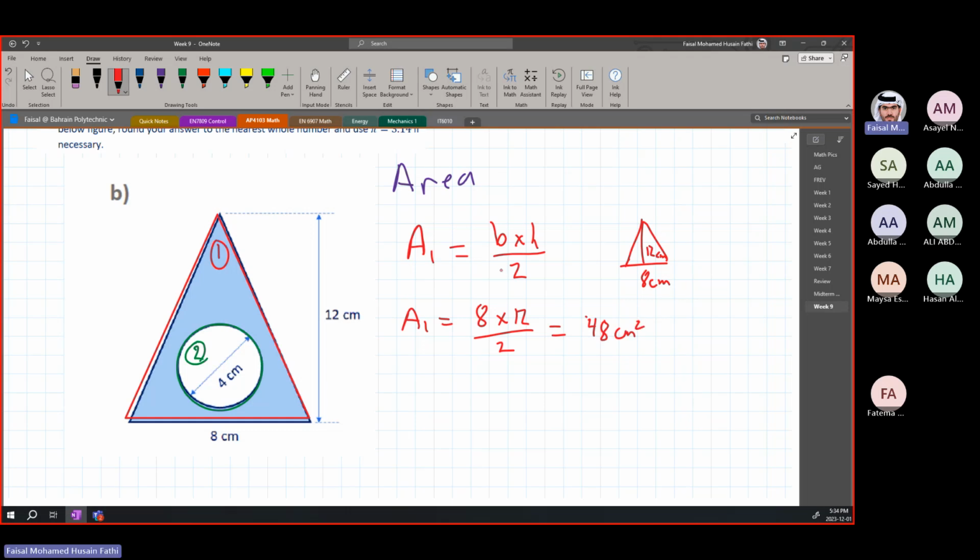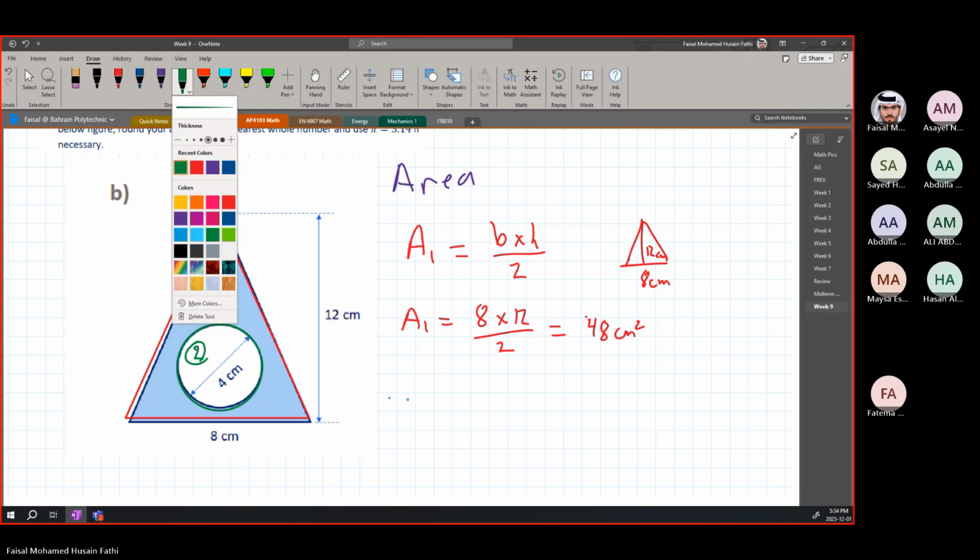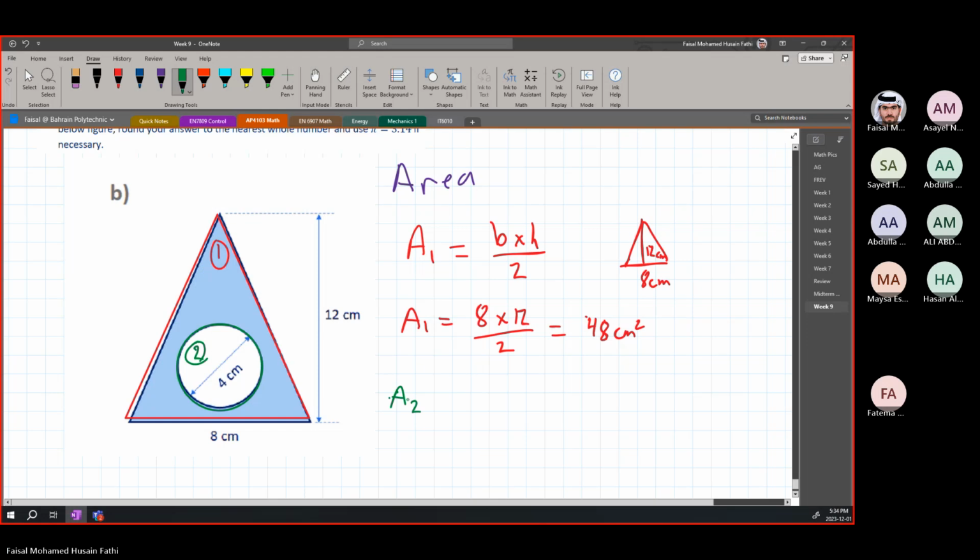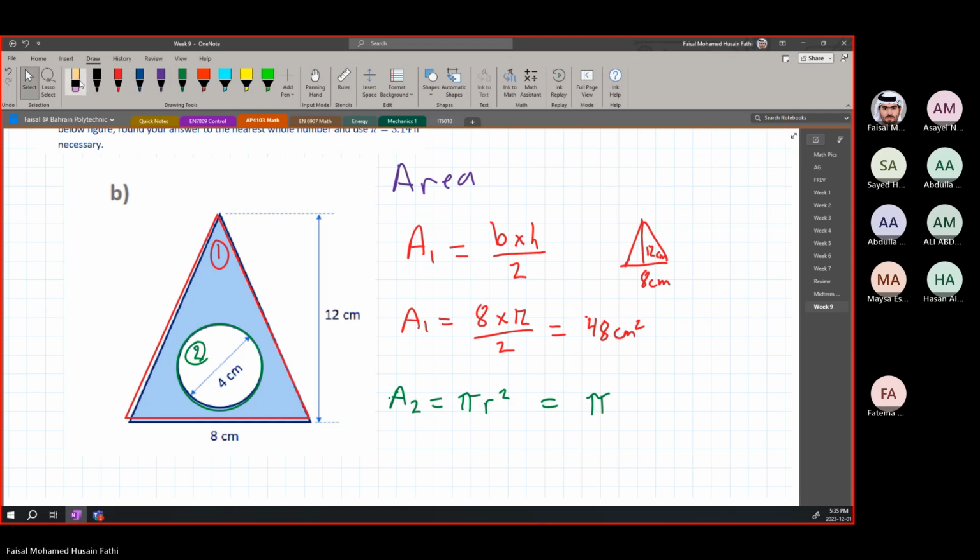Okay. If we move on to area 2, area 2 is for a circle, a full circle. So the area of a circle is pi r squared. This is going to be equal to pi. We are given pi, so we know what pi is. So pi is 3.14 times. What's the radius? I want you guys to answer me. What's the radius here?